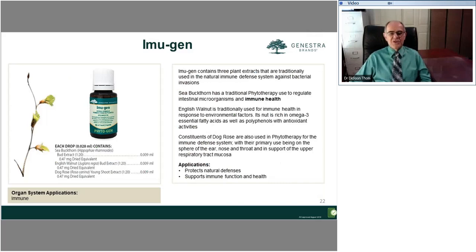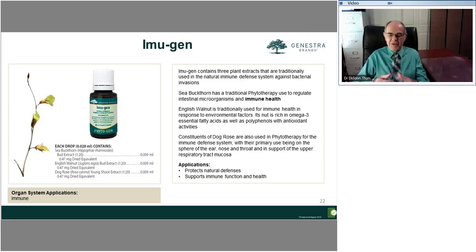And now we have a phytogen that has sea buckthorn, walnut, and dog rose, which are all supportive of immune function. And one of the very fascinating things about sea buckthorn is if you were to look at where the plant grows, it's almost an isolated plant, because what it does is it eats everything. And so nothing else survives. So it eats a virus, it'll eat a parasite, it'll eat a bacteria, it'll eat a fungus. So it's an amazing, all-encompassing immune support remedy.